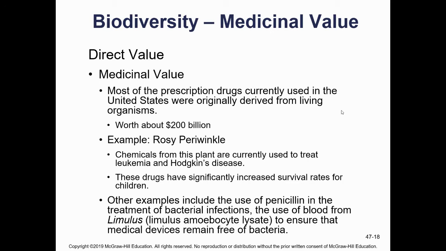The rosy periwinkle, somebody mentioned in their discussion post, I think it was Clarence, that we get medicines that are used to treat leukemia and Hodgkin's disease from the rosy periwinkle. You've all seen those out in the environment. They're fairly common. So really important drugs that we derive from these. And who knows what else is out there.